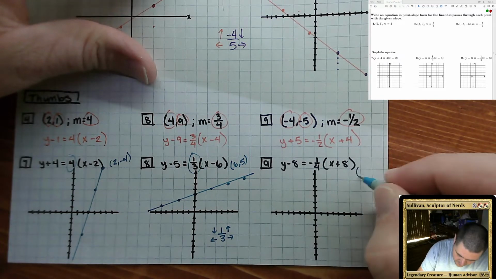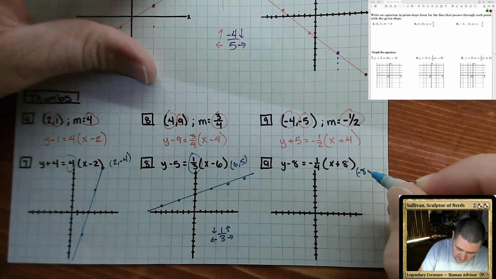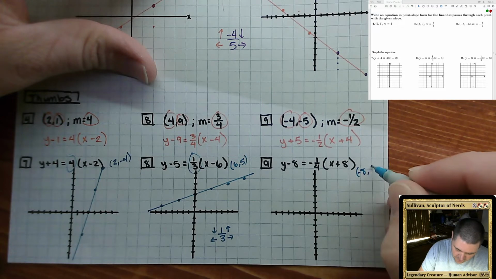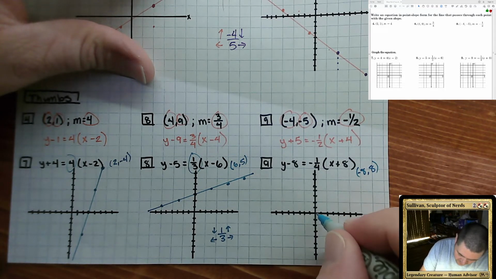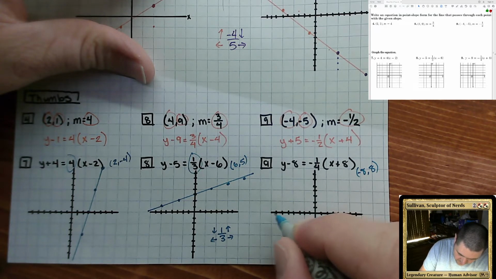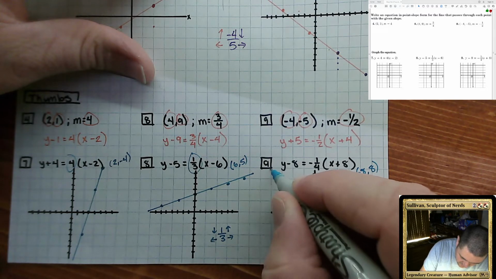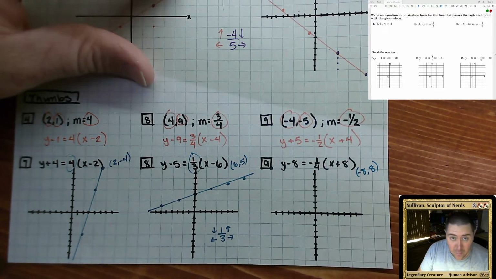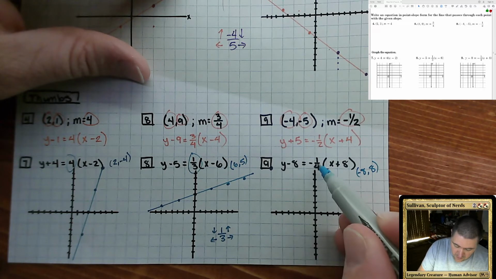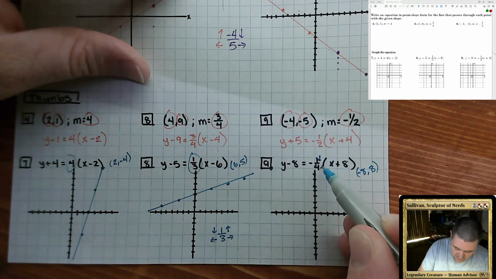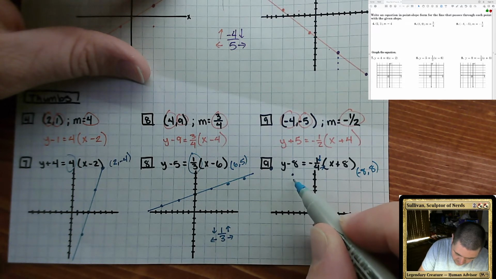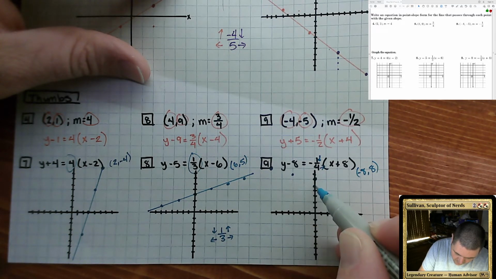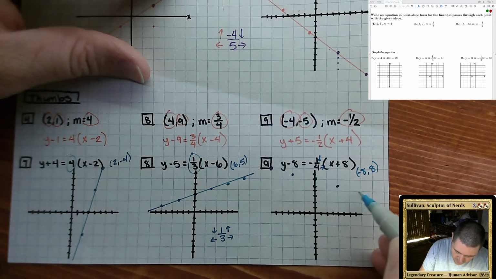Same here. Change a sign, -8. Change a sign, +8. Use a slope of -1/4. So -8, 2, 4, 6, 8. Ooh, almost 8. So right up in that corner. Barely had room. Down and to the right. Down 1, right 4. Down 1, right 4.